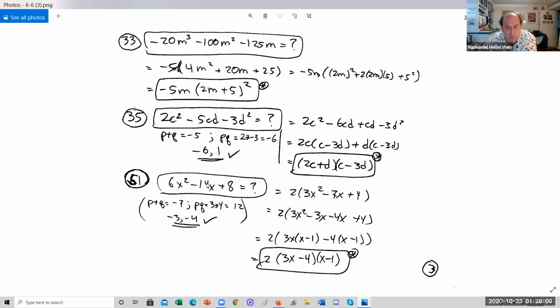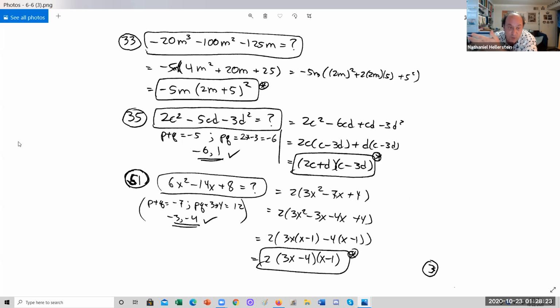Here's 6x squared minus 14x plus 8. Now, 6, 14, and 8 are all even, so let's pull out a factor of 2. And now, 3x squared minus 7x plus 4. That's what happens when you divide this by 2. So we need P and Q, whose sum is negative 7, and whose product is 3 times 4, which is 12. And negative 3 and negative 4 work.